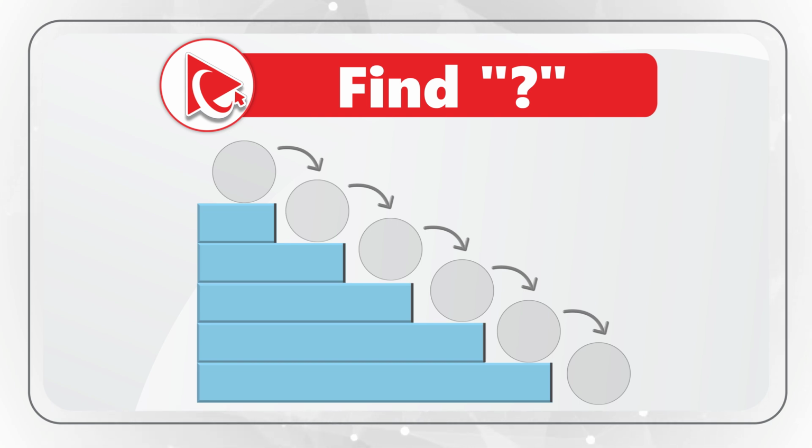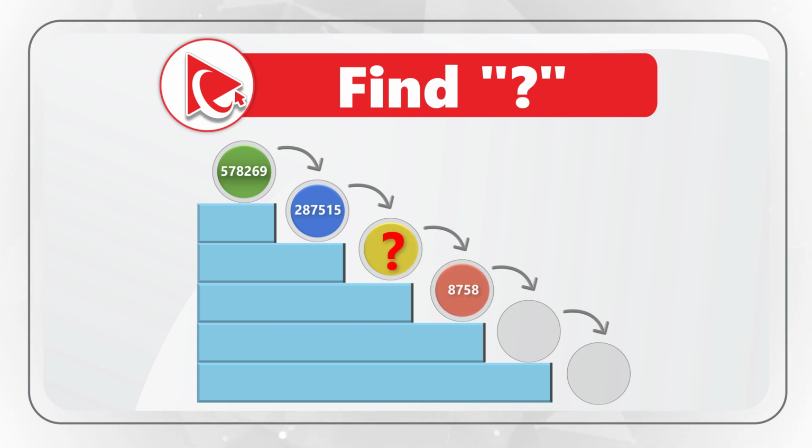In the top position, it's a green ball inside and it has the numbers 5, 7, 8, 2, 6, 9. Then as it rolls, it becomes a blue ball and the numbers change to 2, 8, 7, 5, 1, 5. Then it becomes the yellow ball with the missing number. As it continues, the numbers we see are 8, 7, 5, 8 in the pink ball. As it rolls, we see the brown ball with the numbers 7, 8, 1, 3.